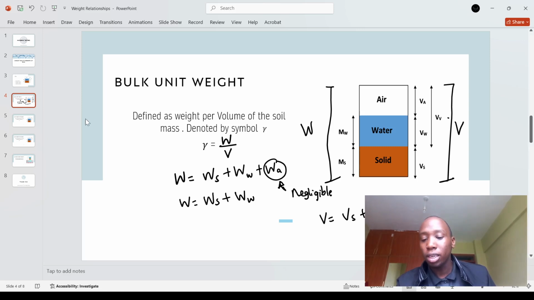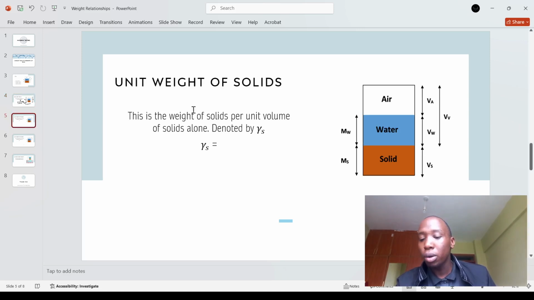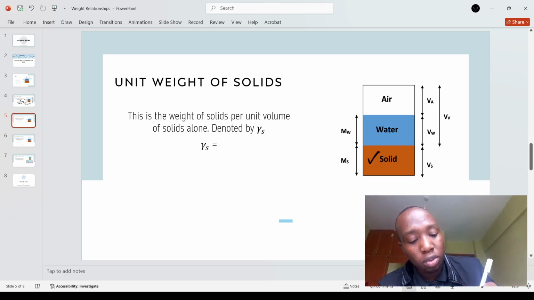That's great. What about the unit weight of solids? The unit weight of solids is taken as the weight of solids per unit volume of solids alone. So unlike bulk unit weight, where we considered the total weight and the total volume, for the unit weight of solids we only consider the weight of the solid particles, as you can see in the phase diagram. And it is denoted by gamma S.